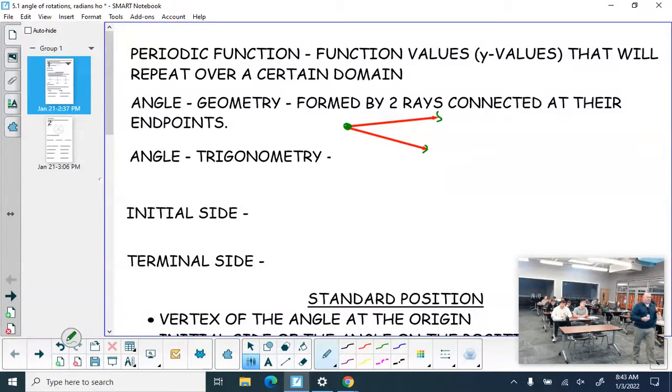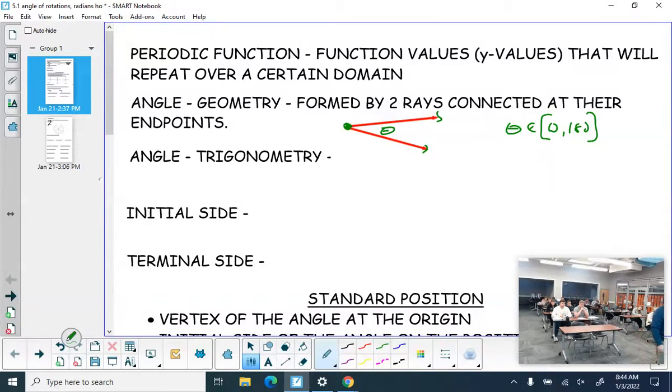But the thing of it is, in geometry, this angle theta was restricted to our domain. And that domain was between 0 and 180 degrees. And we had the 0 angle, which was the ray right on top of the ray, and then we had 180 degrees, which we called a straight angle, which ended up being just a line. But we were restricted in our domain for this angle of theta between 0 and 180 degrees.